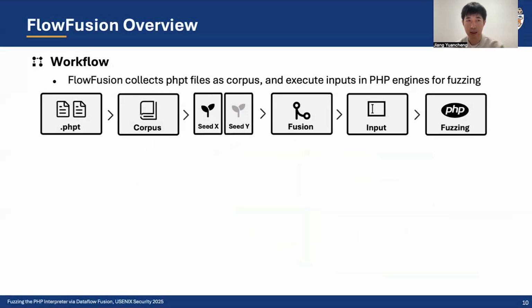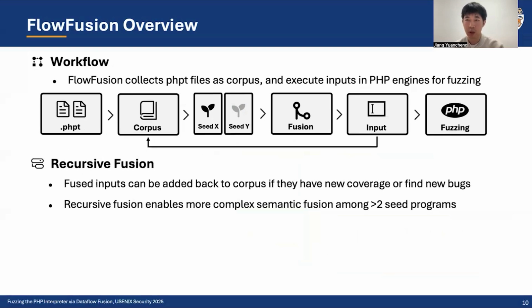Let's take a look at the Flow Fusion overview. Flow Fusion collects PHP files as corpus and executes inputs in the PHP engine for fuzzing. We also have the recursive fusion mechanism. When the fused input can have new coverage or find new bugs, we can add them back to the corpus. Such recursive fusion enables more complex semantic fusion when we have more than two seed programs.